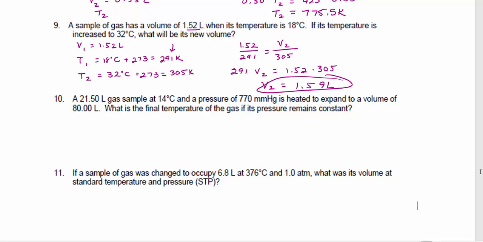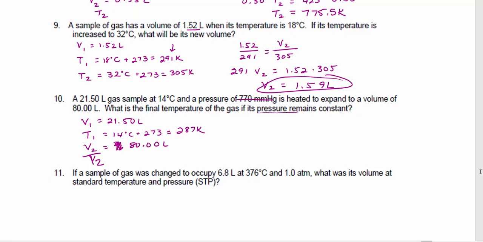So here in number 10, we have a V1 of 21.50 liters of a gas at 14 degrees Celsius. We add 273 to it to get our Kelvin temperature of 287 K. We're told what our pressure is, and we're heated to expand a volume. What is the temperature if the pressure remains constant? So that is extra information. We do not need that pressure. But we are expanding the volume, and that is what we're looking for, is that V2. And we're told, nope, that's the T2 we're looking for. We're told that the new volume is 80.00 liters.